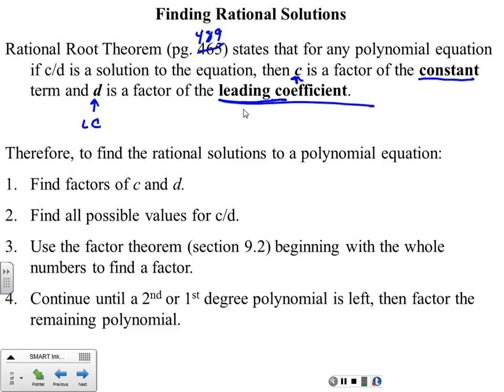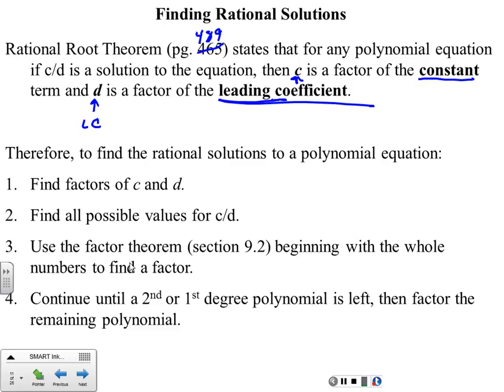Okay, therefore, here are your steps. And there are shortcuts in here, so once you get used to doing this, you'll find those shortcuts and you can go with those, okay? To find the rational solutions to a polynomial equation, in other words, to solve one of these things, what you're going to do is find factors of C and D, things that you can multiply together to get your constant and your leading coefficient. And then you're going to find all possible values for your factors of C over your factors of D.